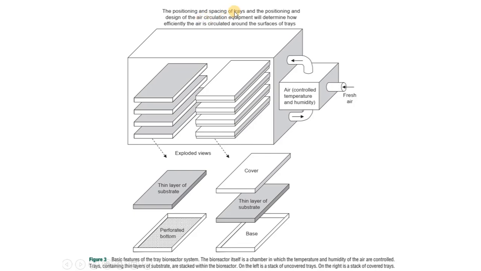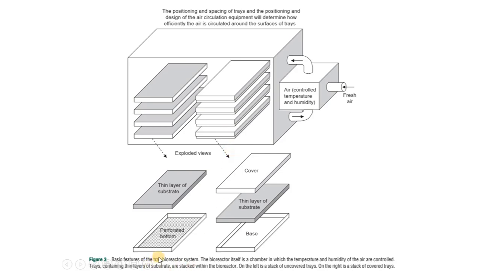So, the positioning and spacing of trays, and the positioning and design of air circulation equipment, will determine how efficiently the air is circulated around the surface of the trays. This is very simple. I said it is a stainless steel tray. Stainless steel trays have a perforated bottom, and a thin layer of the substrate can be placed. There is a base, a thin layer of substrate, and a cover. Either this type or this type can be used.